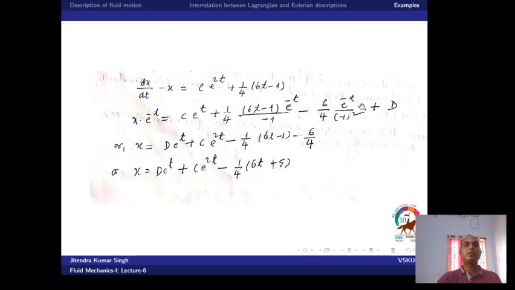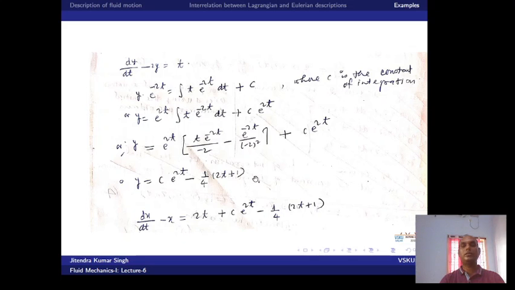So now the whole equation I multiply by e to the power t, then I will get x is equal to, this term I am writing first, d e to the power t plus c e to the power 2t minus 1 by 4 (6t minus 1 minus 6 by 4), and on simplification it will give x is equal to d e to the power t plus c e to the power 2t minus 1 by 4 (6t plus 5). So we found out x and we also found out y.